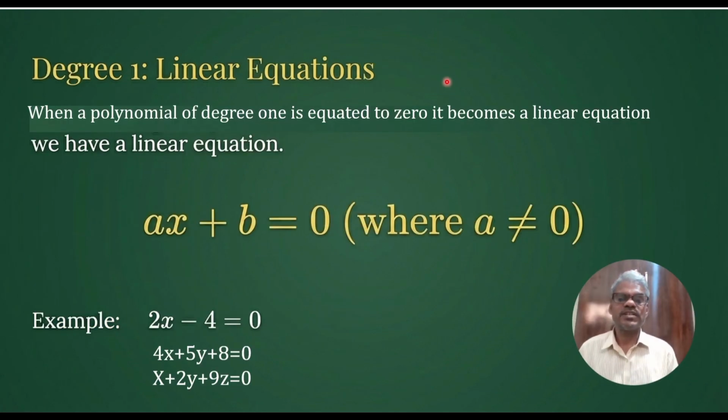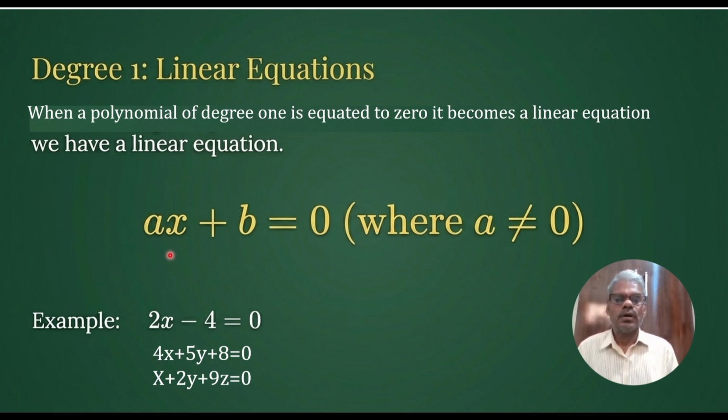Understand the linear equation definition. When a polynomial of degree 1 is equated to 0, it becomes a linear equation. The standard form of a linear equation is ax plus b is equal to 0, where a is not equal to 0. Remember that when a is 0, then ax on the left hand side will go out and the left hand side will become only the constant.